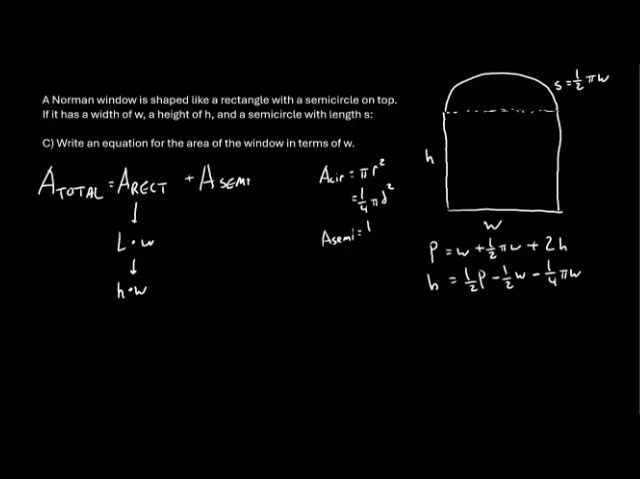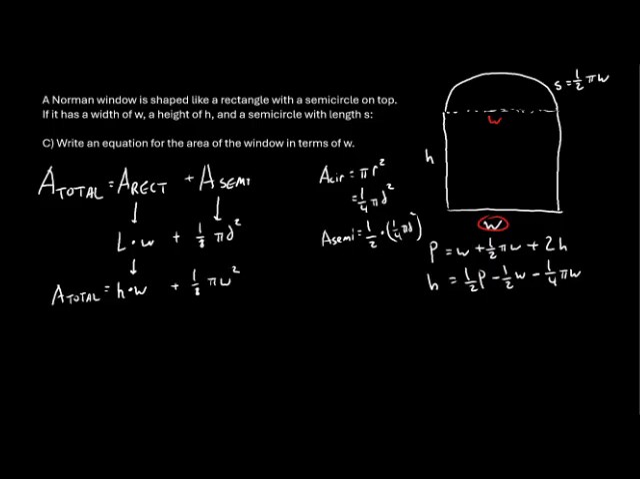So the area of the semicircle is 1/2 multiplied by that 1/4 pi d squared. If we multiply that out and simplify, 1/2 times 1/4 gives us 1/8 pi d squared. However, our diameter for this semicircle is just the width of the rectangle. Therefore, we can say that the area of the semicircle is 1/8 pi w squared. This will equal our total area.